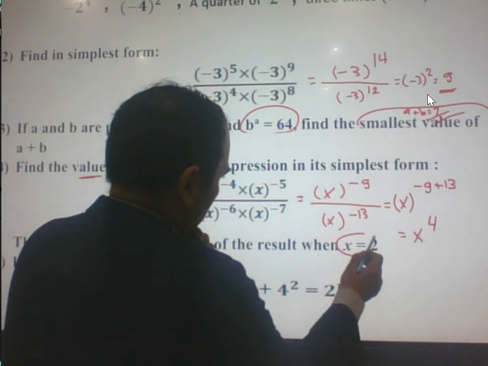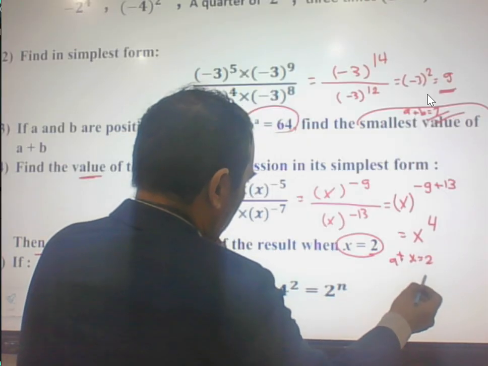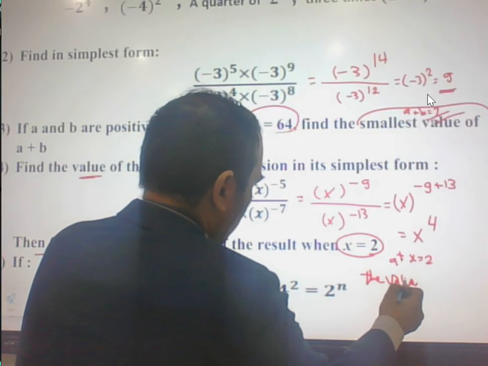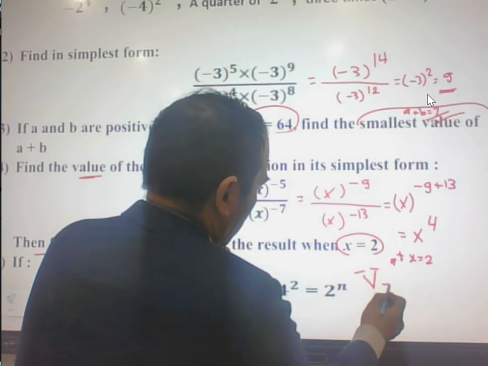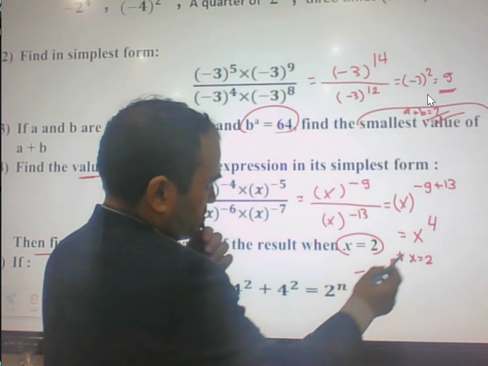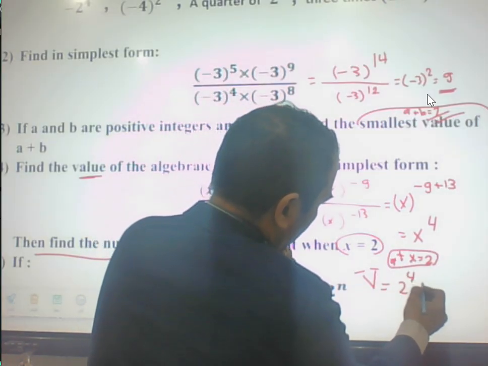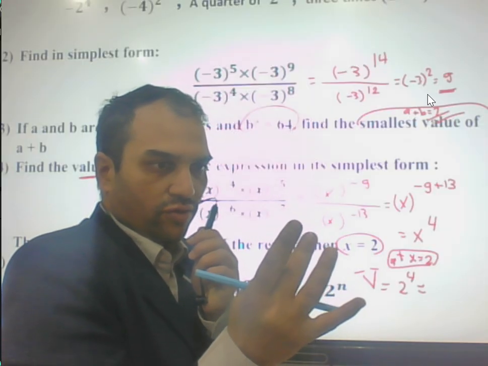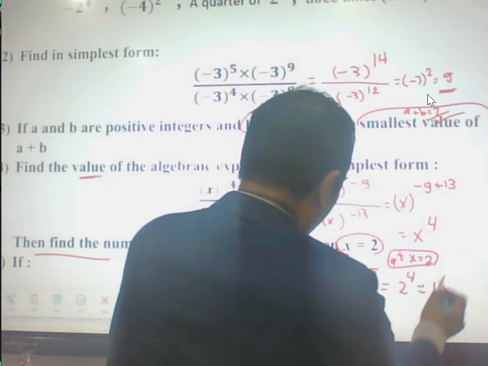when x equals 2. Okay, right here at x equals 2, you can find the result. The value will be equal. Put x equal to 2. Then we have 2 power 4 equals 2 times 2 times 2, 4 times, okay? 2 times 2 is 4, 4 times 2 is 8, 8 times 2 equals 16. Then 2 power 4 equals 16.